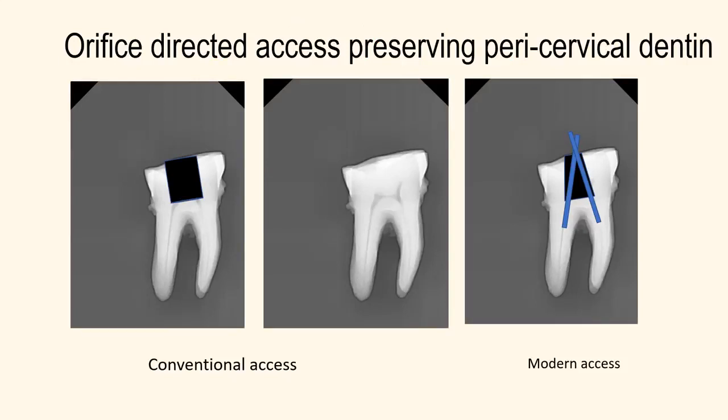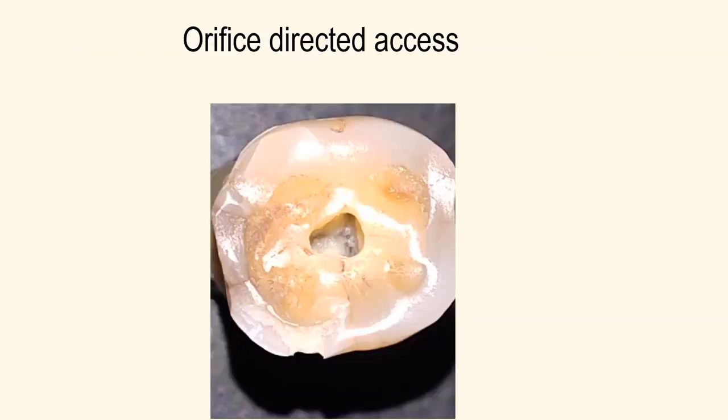This is an example of the orifice directed access preserving the pericervical dentin. I know it is not possible to achieve such access in each and every case, but attempts should be made to preserve the pericervical dentin. These are a few clinical images of the access cavity.